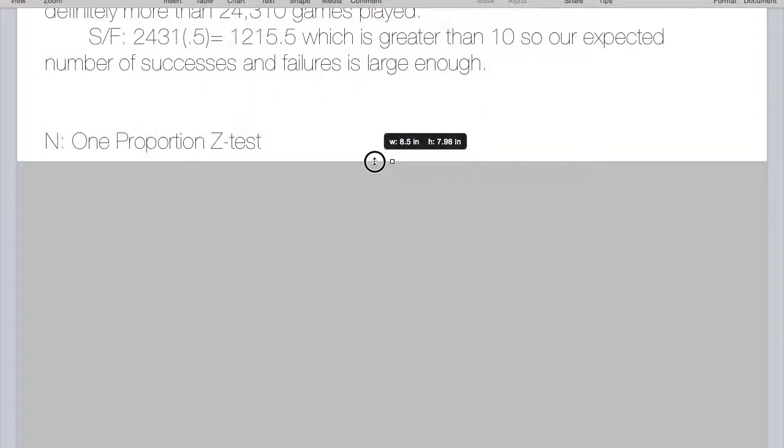All right, next part would be name the test. This one's easy since we really have only learned one test. It's a one proportion z-test.